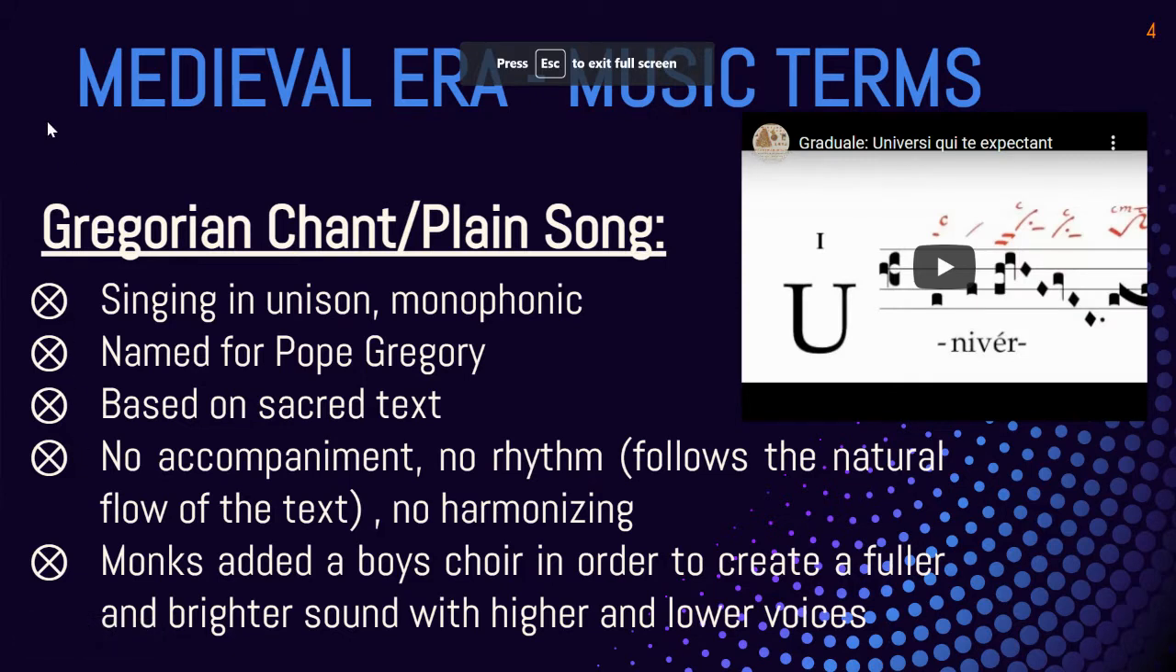All right, we are going to move right along into some different music terms from the medieval era. The first that we're going to learn about is Gregorian chant or plain song. I have a video here so you can hear how it sounds. I know you guys are just going to love it. But it was singing in unison, that word that we talked about before, monophonic. One melody line, everybody sang the same thing.